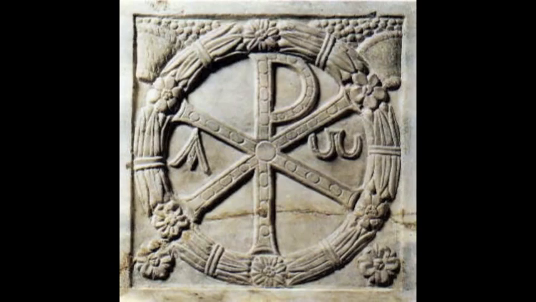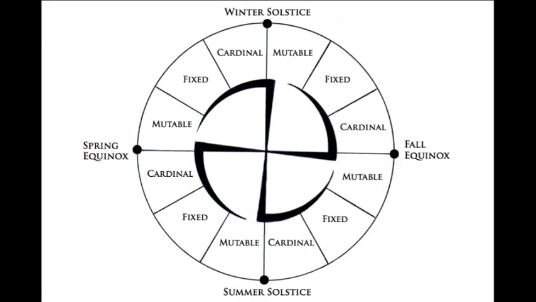But moving forward, the third and last modality is the mutable signs, which represent the end of a season. And mutable signs represent grounding, preparing for great change. They're changeable, malleable, mutable. Mutable basically means malleable.